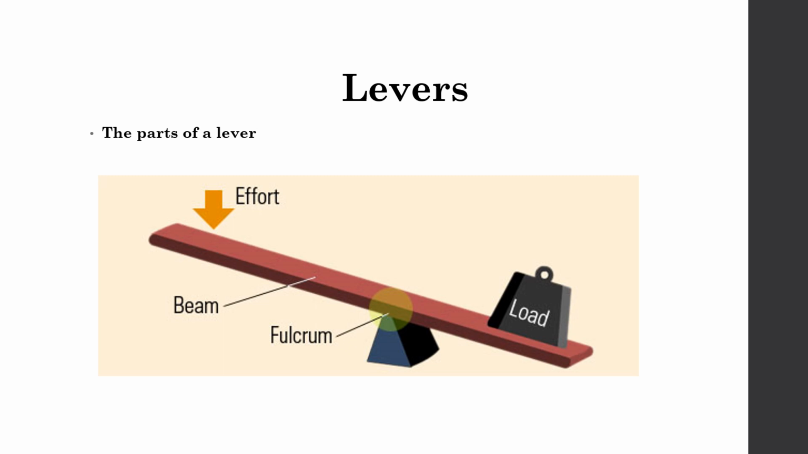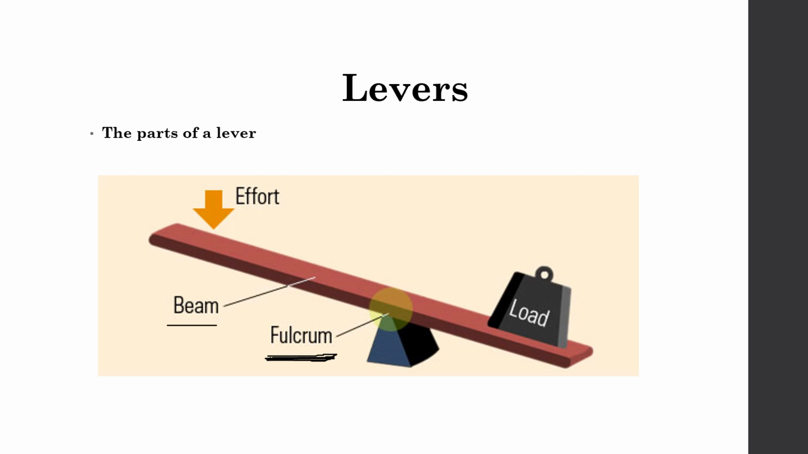I want to be clear about the parts of a lever. So we have the beam, which was the rigid bar. The pivot point is known as the fulcrum. This is an important word. I'm going to be throwing this word around a lot, and I need you to understand that the fulcrum is the pivot point, or the point of balance, or the point of rotation for a lever. That is the fulcrum.